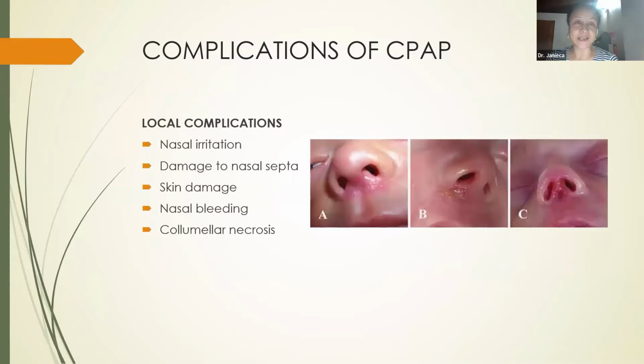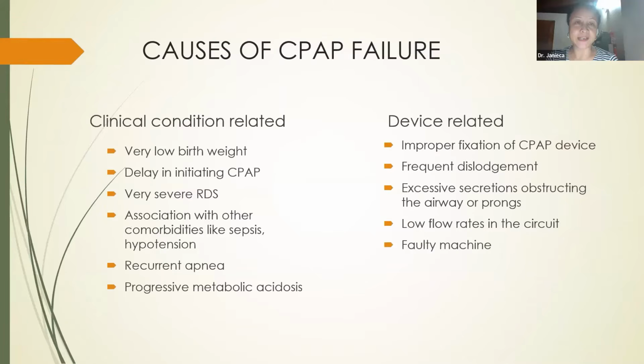Local complications are the complications that we should be wary about because these are more common with CPAP. Complications such as nasal irritation, damage to nasal septa, skin damage, nasal bleeding, and columellar necrosis are the common local complications of CPAP. When we talk about causes of CPAP failure, I have categorized them into two groups. One is the clinical conditions which cause CPAP failure, and the other is the device-related conditions.